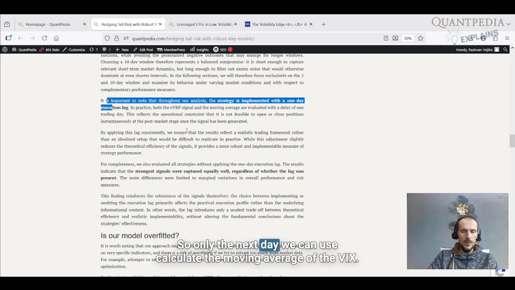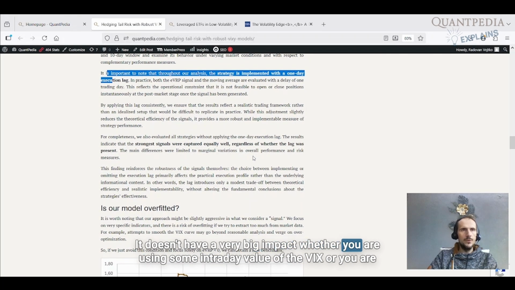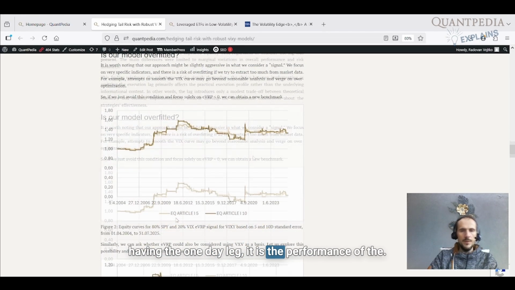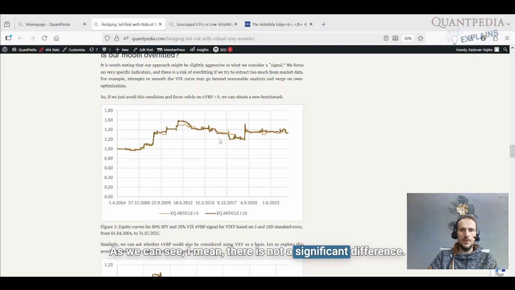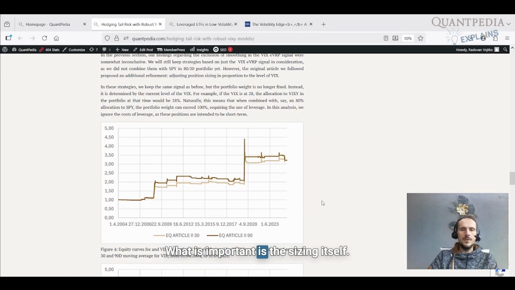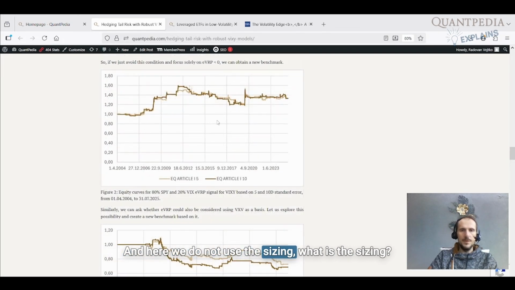So only the next day we can calculate the moving average of the VIX. It doesn't have a very big impact whether you are using some intraday value of the VIX or you are having the 1-day lag. Here is the performance of the strategy from the article using the 5-day standard deviation or the 10-day standard deviation. As we can see, there is not a significant difference. What is important is the sizing itself. So here we have a chart with the sizing. As we can see, here we use the sizing, and here we do not use the sizing. What is the sizing?